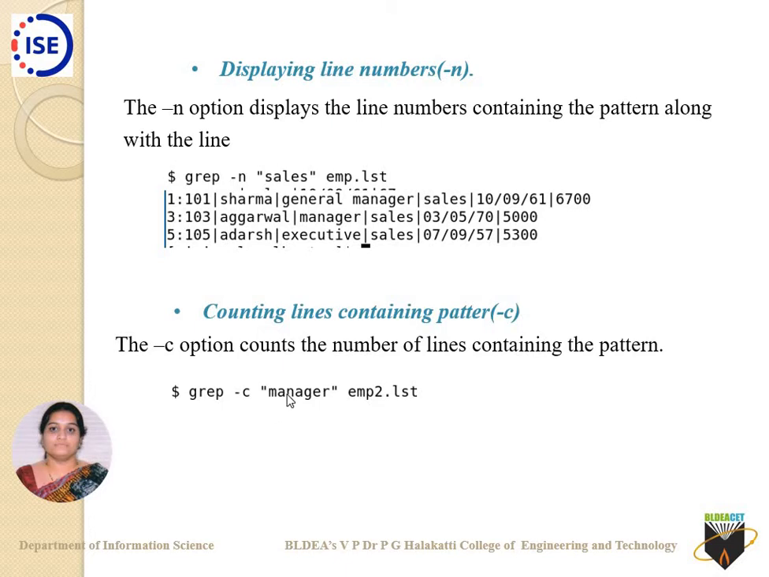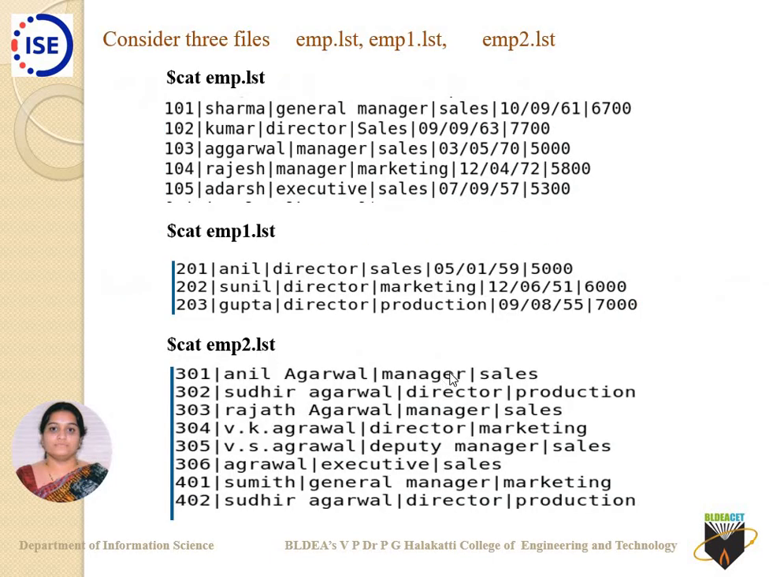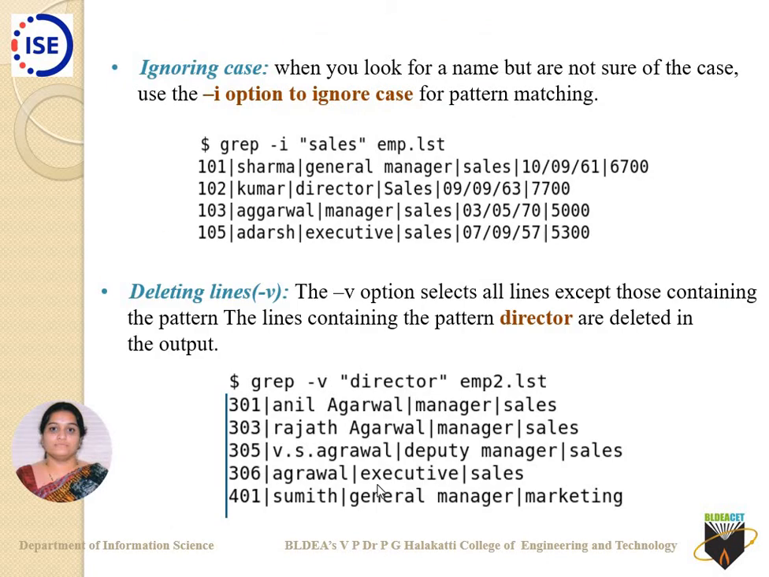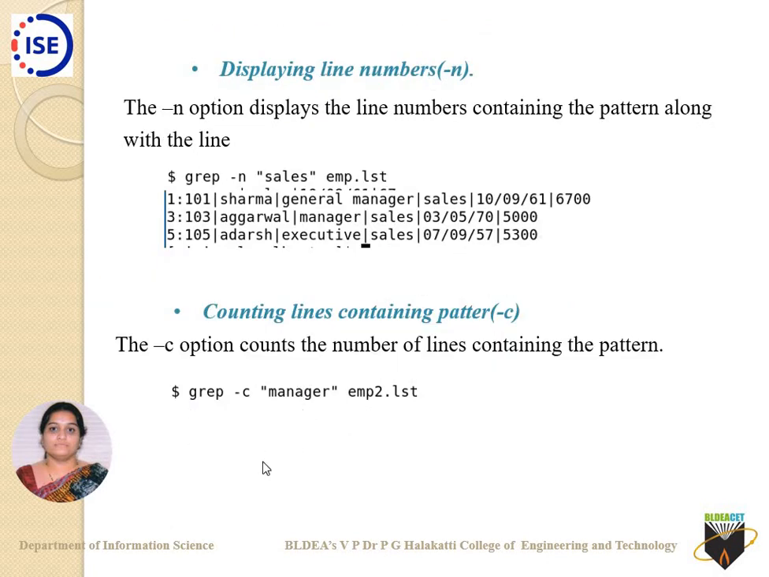If I use grep -c manager emp2.lst, how many times has manager appeared here? It has appeared 1 time, 2 times. So 2 times it has appeared on the screen. Do not consider this as one and the same, because this is deputy manager and not just a manager. That's why it lists you as 2. It counts the number of lines containing the pattern, and it displays 2 there.